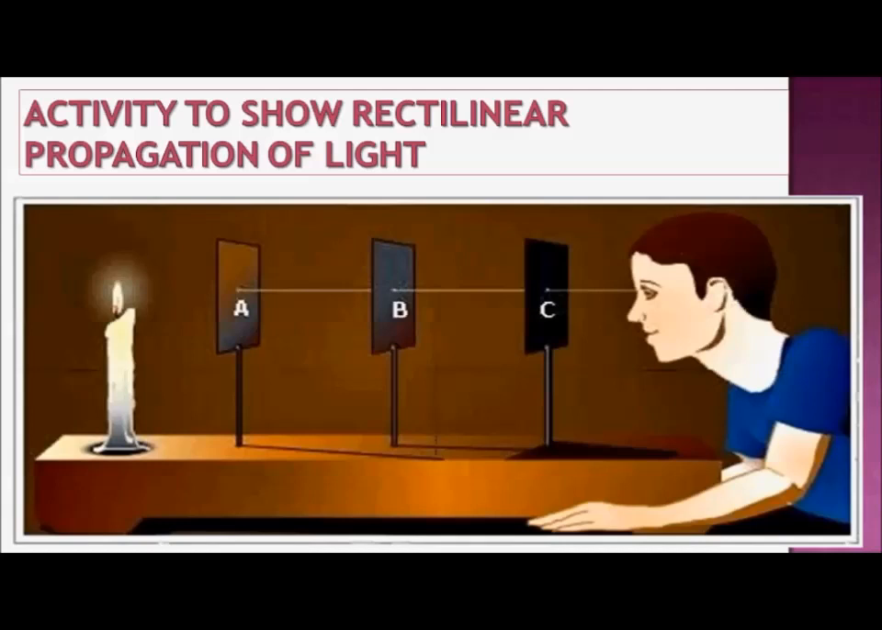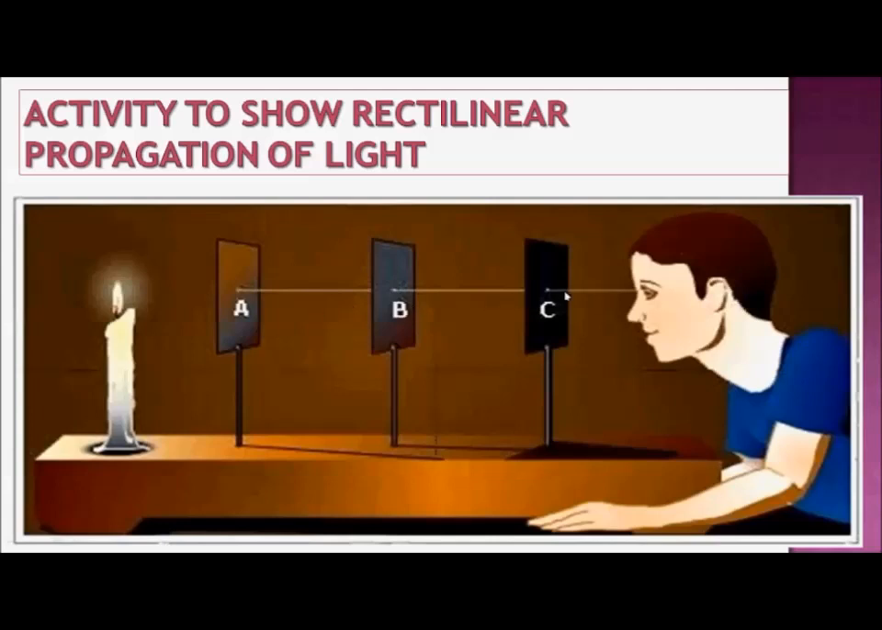Now you observe through the cardboard C. What can you see through the cardboard C? Now you can see the light from the candle through the cardboard C. Clear? Isn't it? This shows that light is traveling in a straight line.